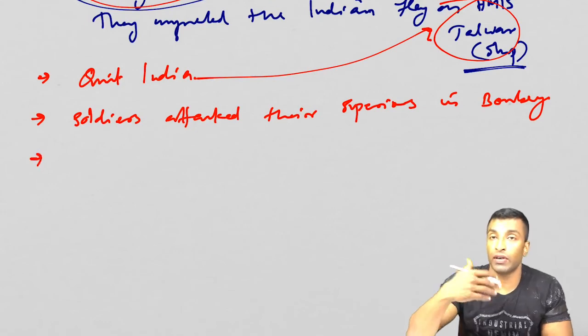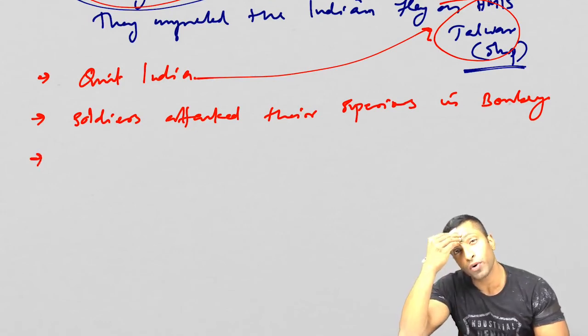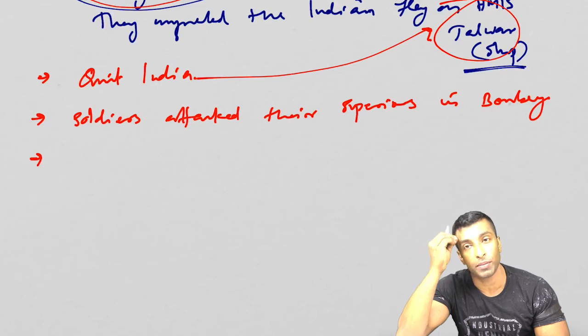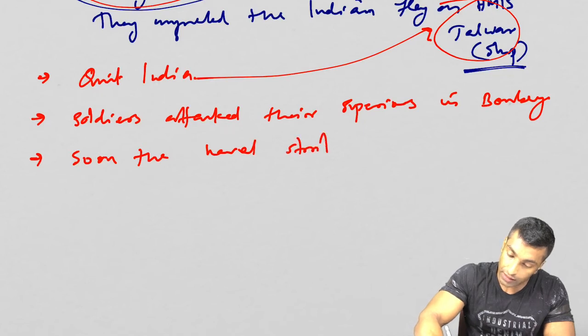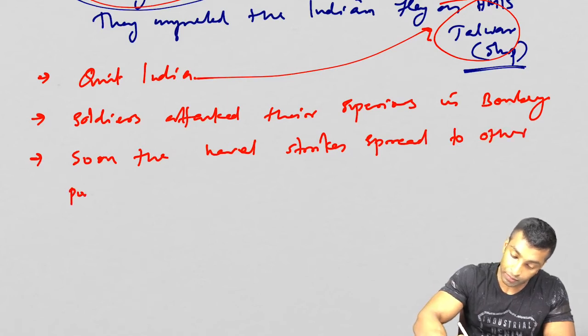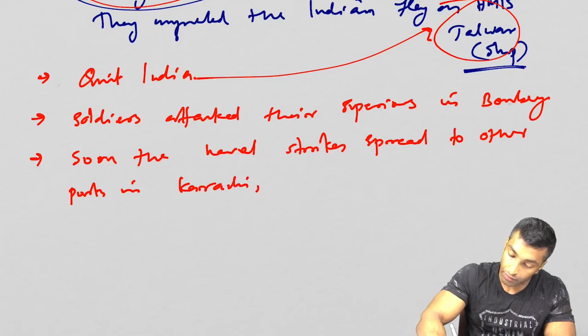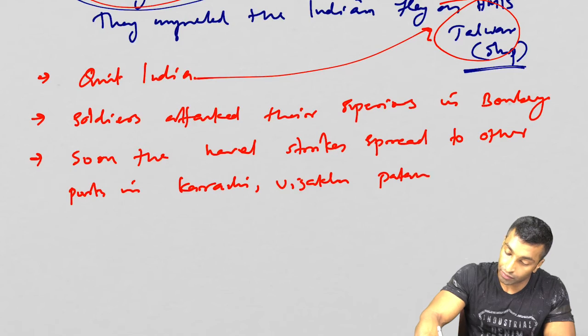Soon this naval strike spread across different ports, including Karachi, Visakhapatnam, etc. Okay, soon the naval strikes spread to other ports in Karachi, Visakhapatnam, etc.